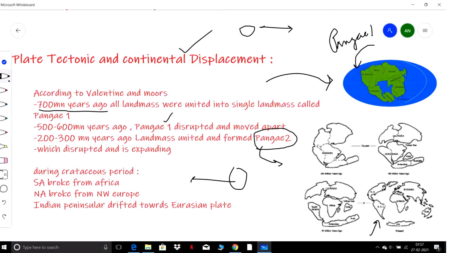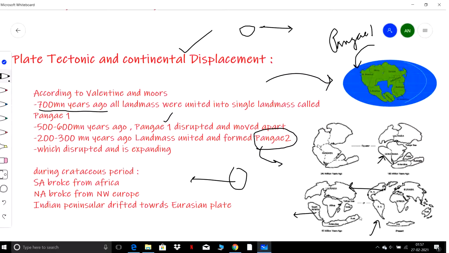These continents are continuously expanding. Okay, as we can see, during the Cretaceous period, South America broke from Africa. The South American plate, yeah, here, this is the South American plate. It broke from Africa and it drifted apart. Okay, North America broke from northwestern Europe. See, this is the North American plate. It broke from northwestern Europe and it moved away.